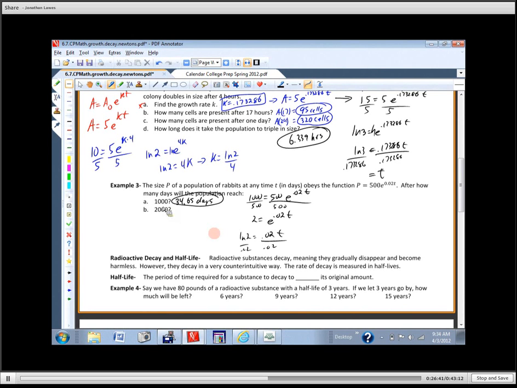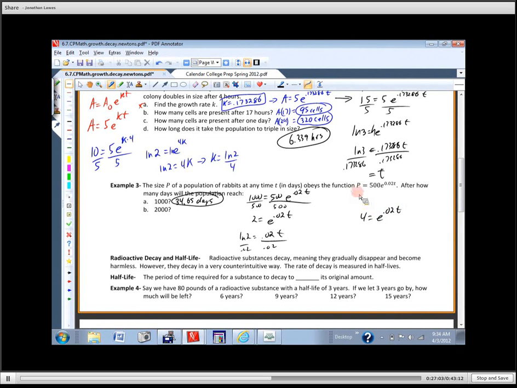Okay, if this was a fancy way of asking how long it takes to double in time, this would be a fancy way of asking how long it takes to quadruple in time. Now, whenever we do a doubling time, this ends up being 2, right? Quadruple, what's this going to end up being? It's going to end up being a 4. So we're going to have 4 equals e to the 0.02 times t.